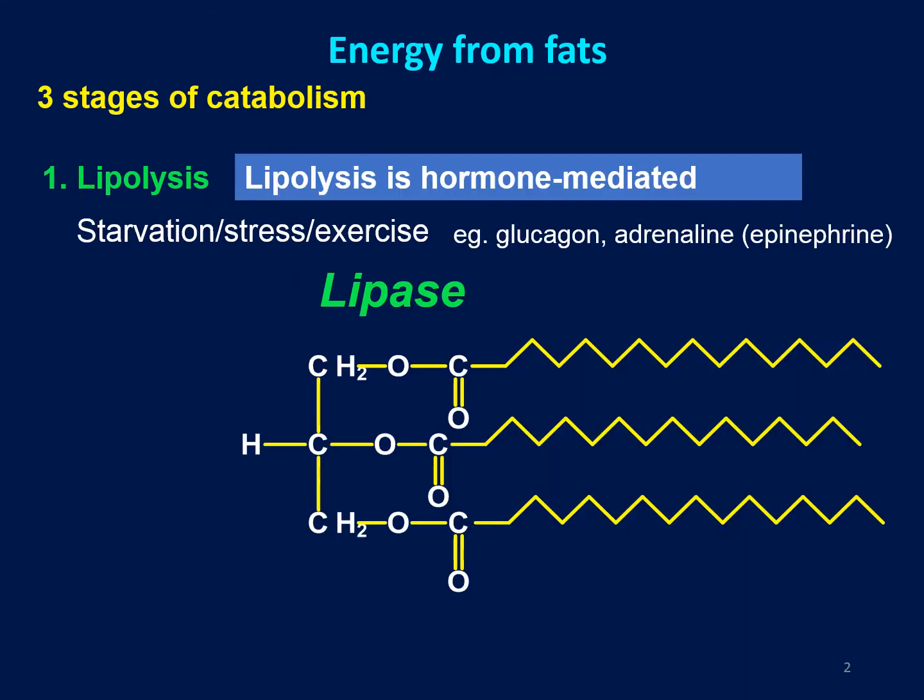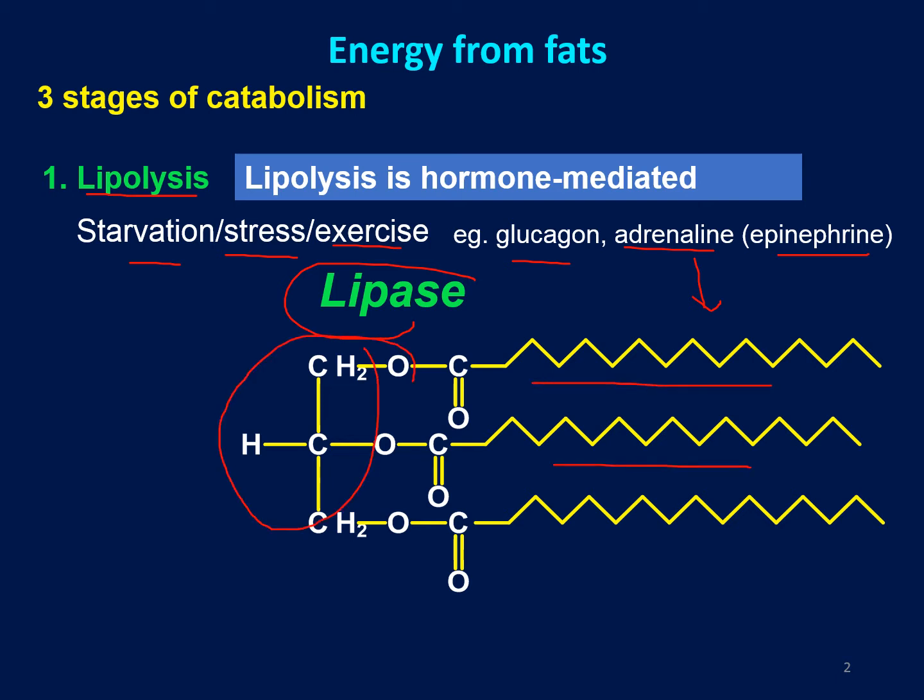Let's begin with step 1, which is lipolysis that happens right in the adipocyte, or the fat cell. In the breakdown of lipids, we will need the enzyme lipase, which is stimulated by the hormones glucagon and adrenaline, or better known as epinephrine. They are secreted when we have a low blood sugar level. That happens during starvation, during stress or emergency, or during exercise. The enzyme lipase will break one triacylglycerol into one glycerol and three fatty acid chains.